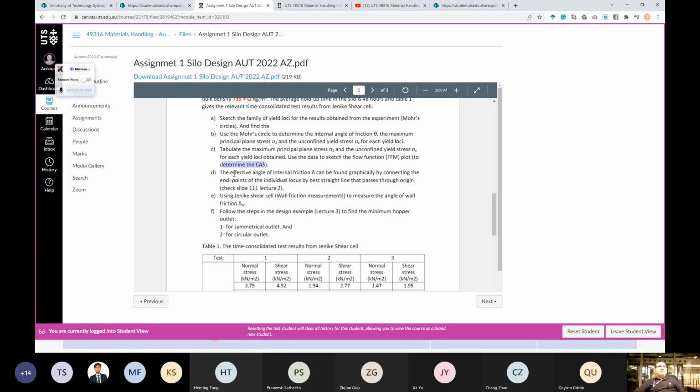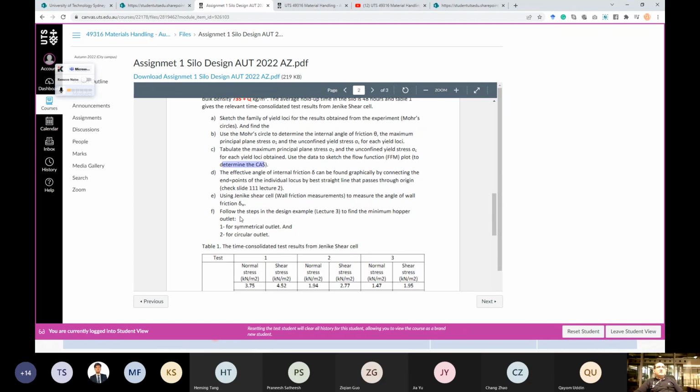Now, I need to find the effective angle of internal friction delta, which can be found graphically by connecting the endpoints of the individual yield loci by the best straight line that passes through the origin, as we did in slide 111 of lecture number 2, and using this shear cell to measure the angle of wall friction, delta W. To show you how to do it.